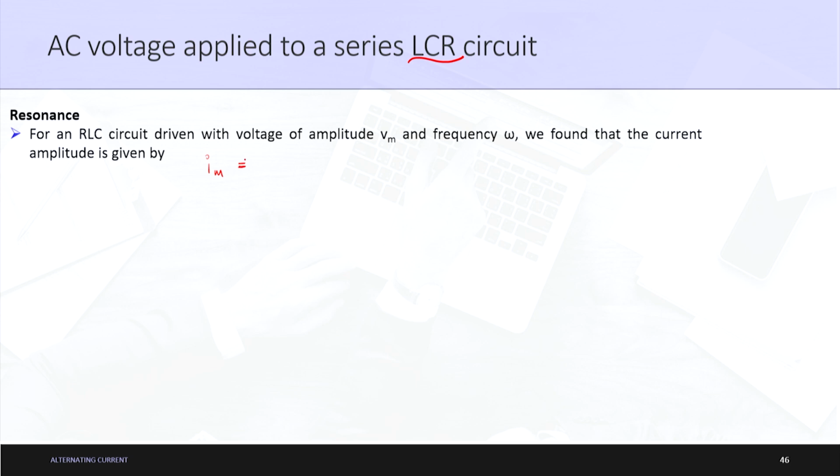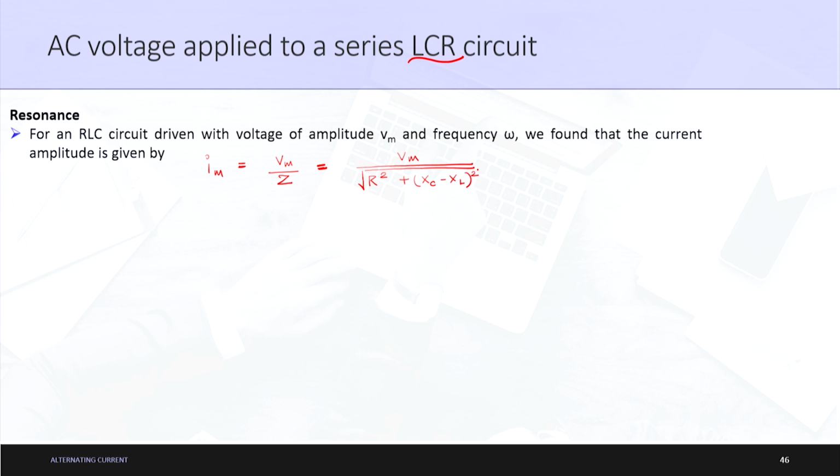Please understand this concept very clearly. Im is equal to Vm by Z. Every time for an RLC circuit we obtained that Im is Vm upon capital Z. Writing the complete value of Z, as I just revised, it was the square root of R square plus Xc minus XL whole square.